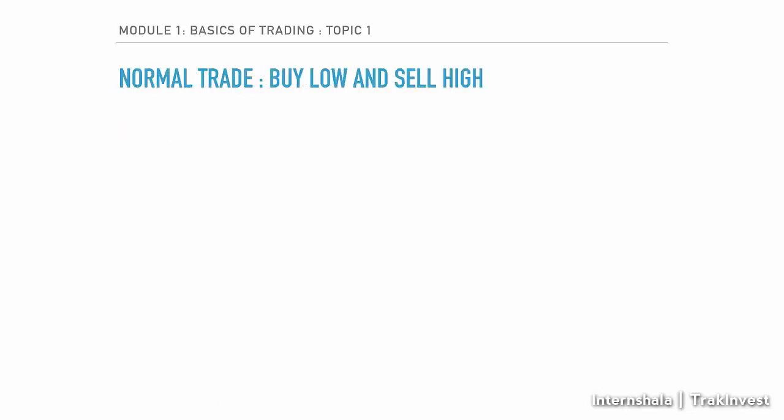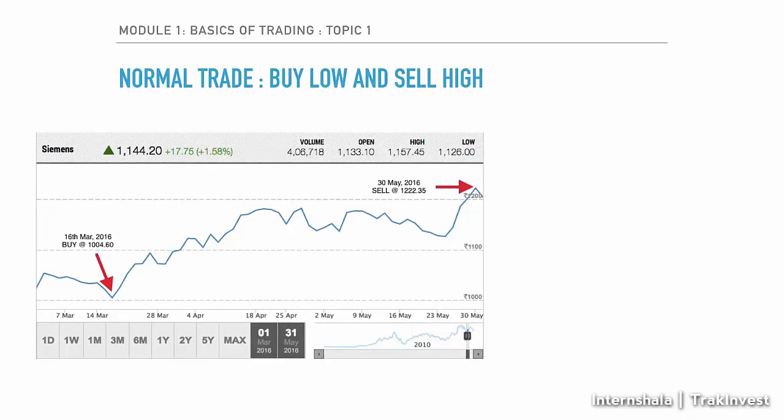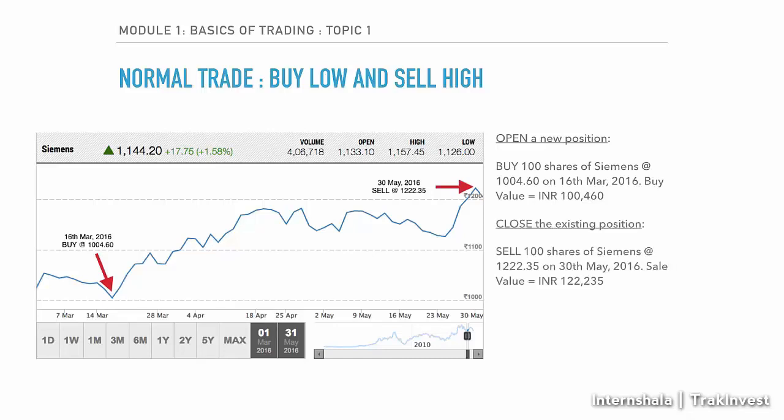Now let's understand what a trade is. A common trade is when you buy low and sell high and hence make profits during that time. Let's take an example of Siemens. If you had bought Siemens on 16th of March, 100 shares at a price of 1004.60 and then sold them on 30th May at a price of 1222.35, then you would have made a cool profit of 21,775. So it's really simple. You buy low and sell high.